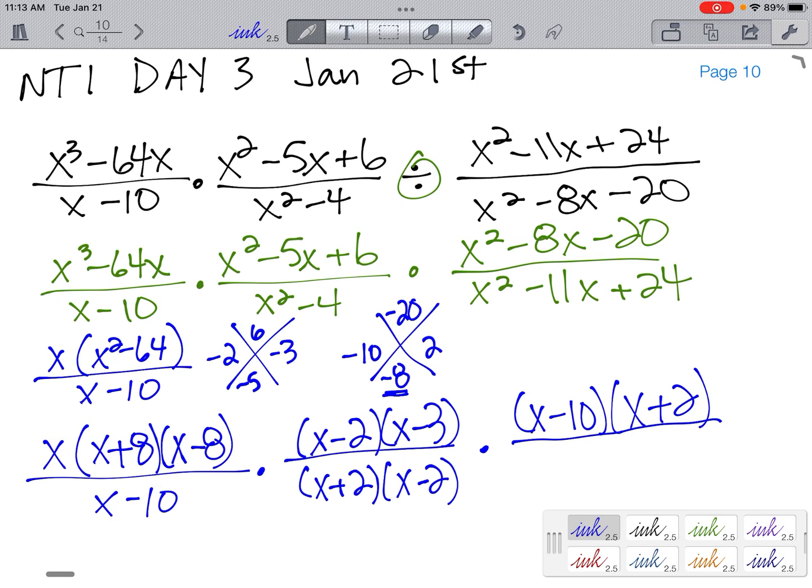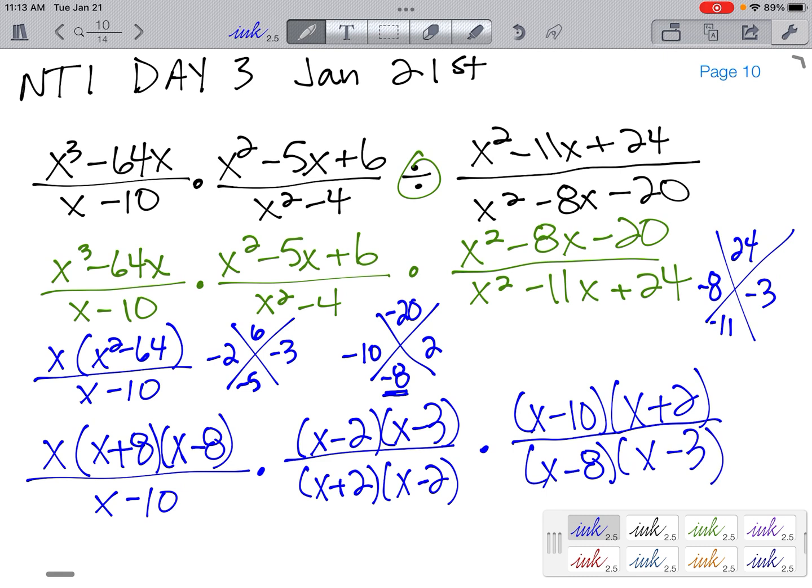Now we need to factor our denominator. Again, we're starting with our x. In the top, we're going to have 24. In the bottom, we're going to have a -11. Since the top is positive and the bottom is negative, we need two negative numbers that add to -11. And that is -8 and -3. So our factored form is x minus 8 and x minus 3.